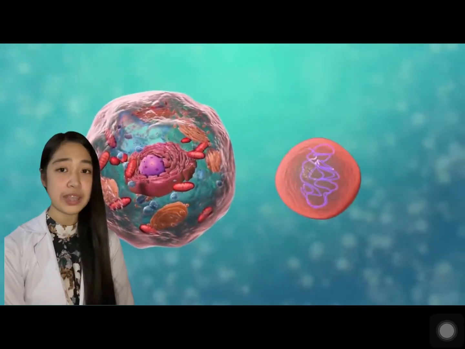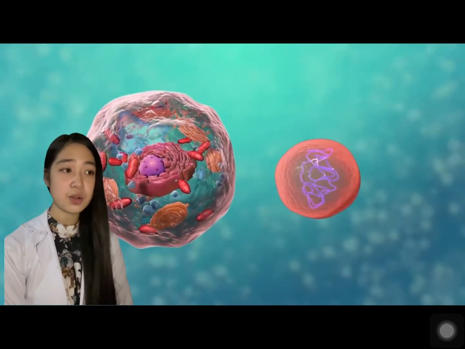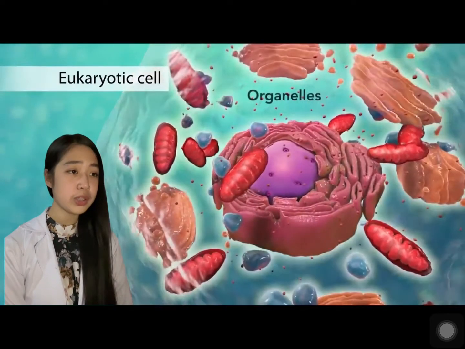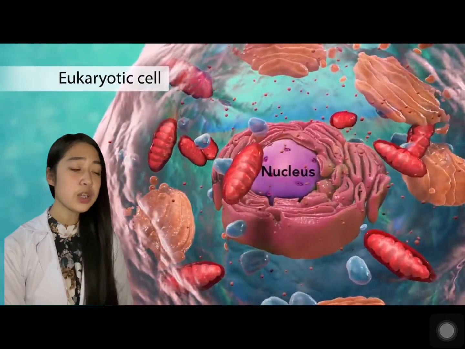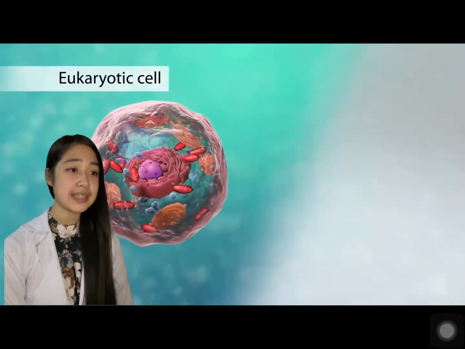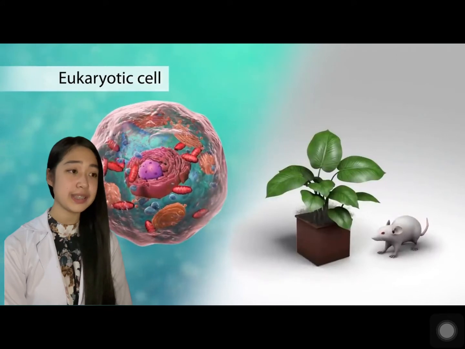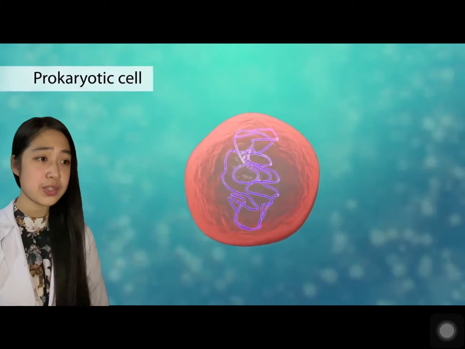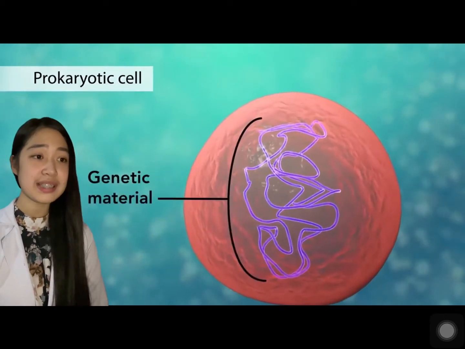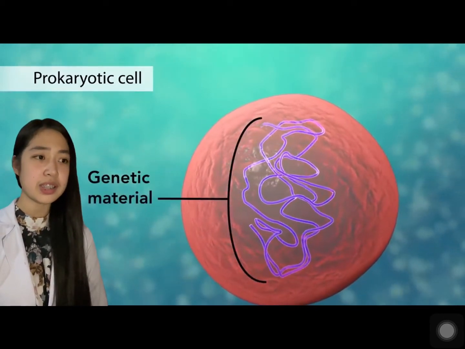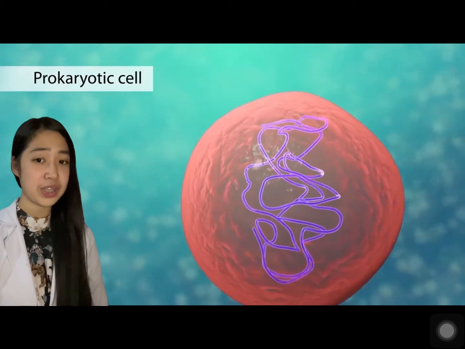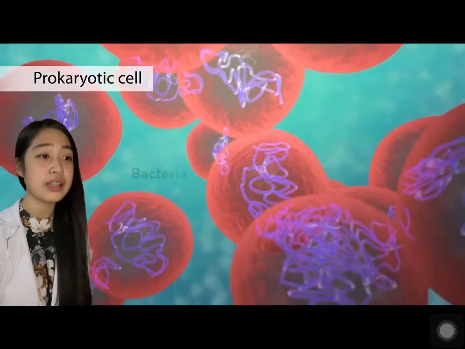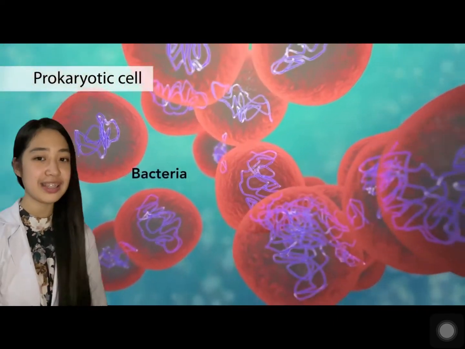There are two broad categories of cells. The first category is the eukaryotic cell. They have organelles, which includes the nucleus and other special parts. Eukaryotic cells are more advanced, complex cells such as those found in plants and animals. The second category is the prokaryotic cell. They do not have a nucleus and membrane-enclosed organelles, but they do have a genetic material, but it is not contained in the nucleus. Prokaryotic cells are only one cell or unicellular organisms such as bacteria.